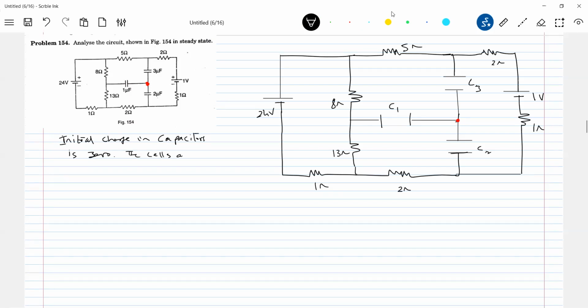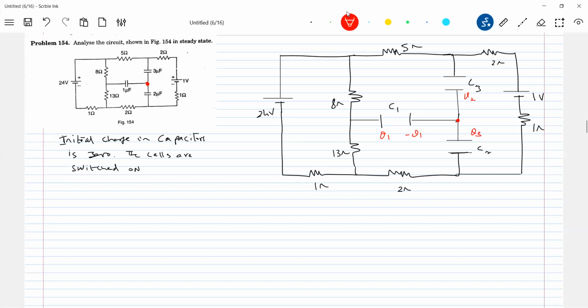The cells are switched on. Now what happened? We are finding at steady state what will be the charge. Are they series or parallel? No, we can't say anything. So what I do is I'll go for the distribution of charge. Q1, this will be Q2, let this be Q3.